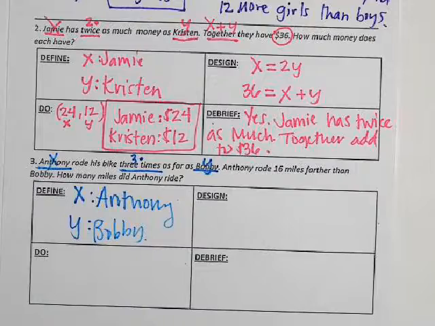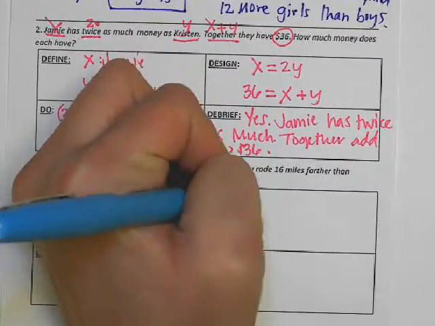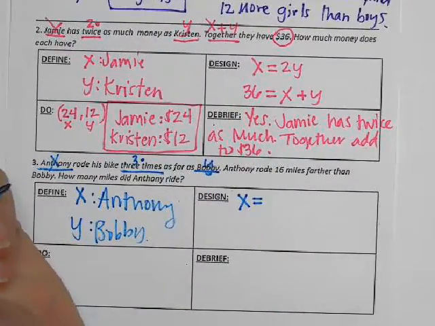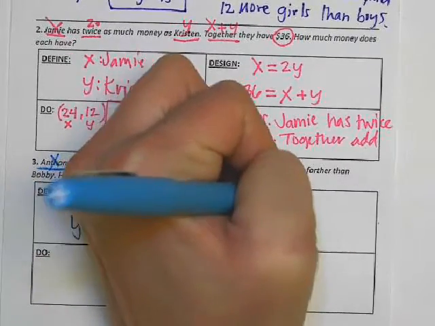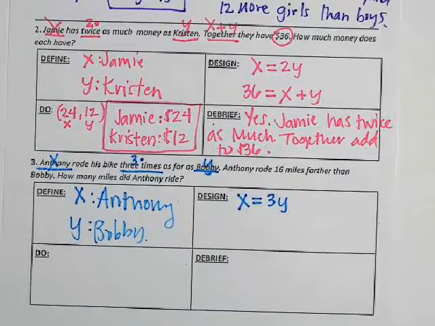Okay, Anthony rode his bike 3 times as far as Bobby. Do we have a total? This first sentence, does it give me a total? No. So what do I start my equation with? The first variable, which is X equals 3 times as far as Bobby. So that's going to be 3Y. When you multiply, you don't put that symbol in there.